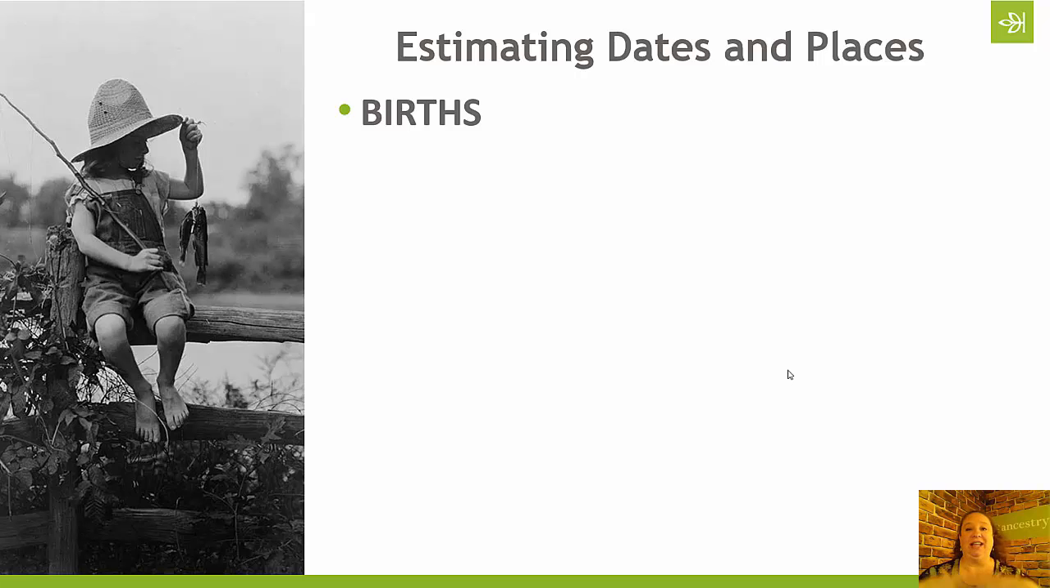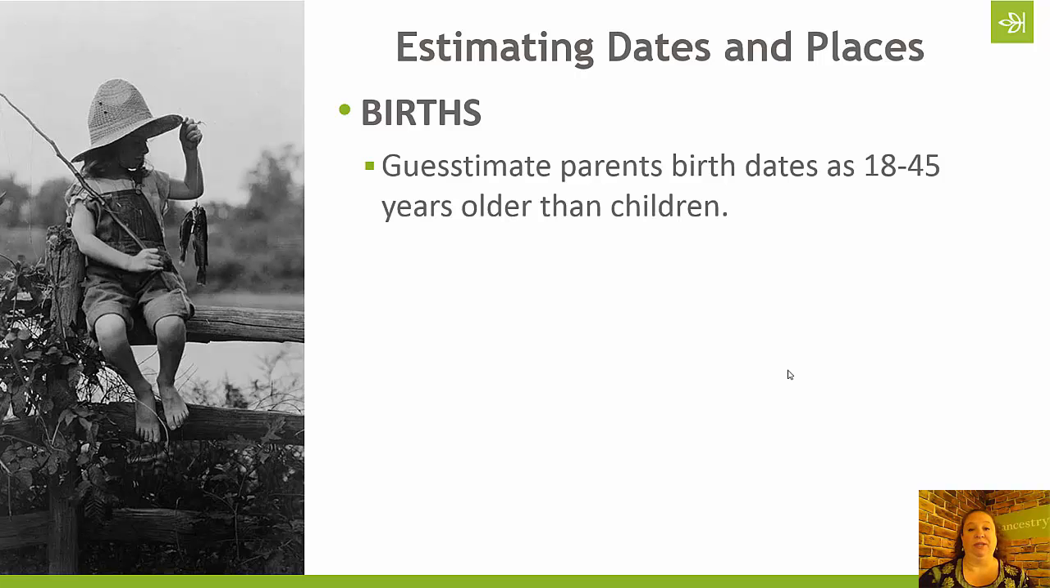These are just some general guidelines or guiding principles for how I estimate birth information in my own family tree. The first thing is you can typically guesstimate that parents' birth dates are between 18 and 45 years older than their children. Now, of course, there are going to be exceptions to this rule. You will sometimes have 14, 15, 16-year-old mothers. You will sometimes have 70, 80, 90-year-old fathers. That is possible, but typically they're going to fall within a standard range, and that gives you a place to start looking. It's kind of that idea of you start with the simplest solution first, and if that doesn't pan out, then you can expand your search parameters.